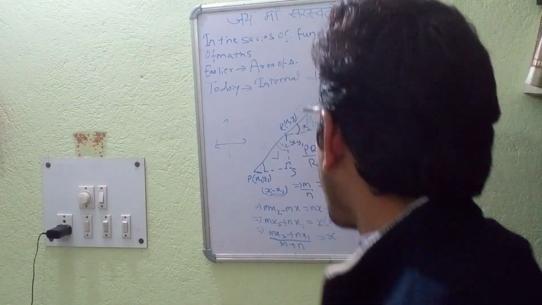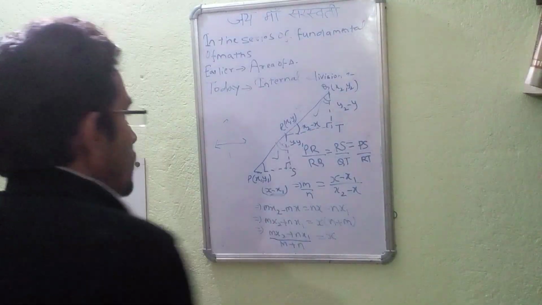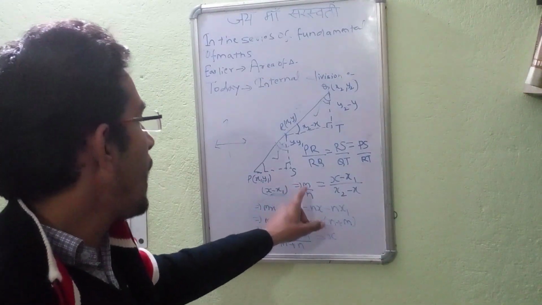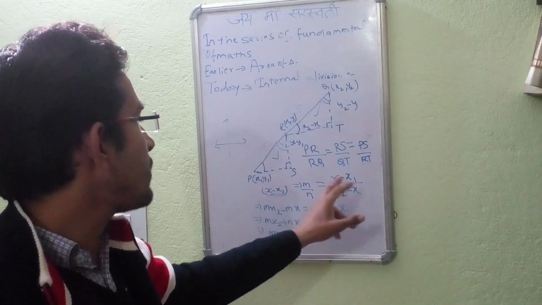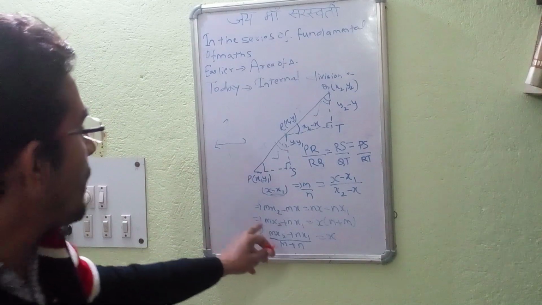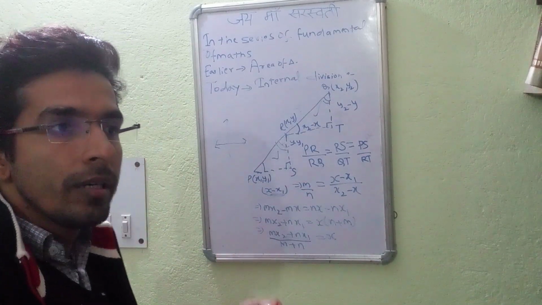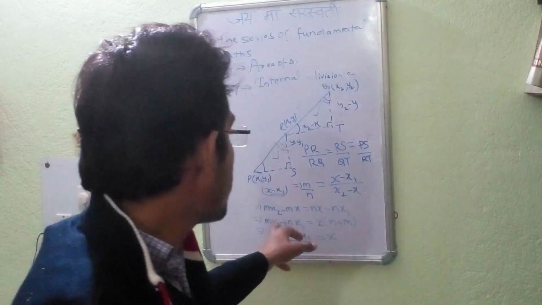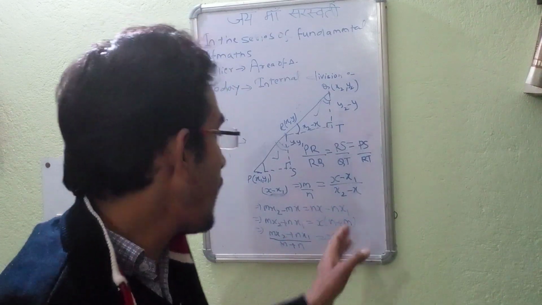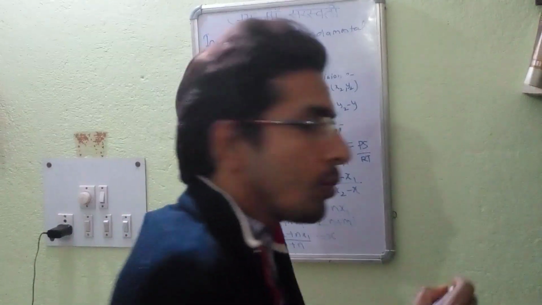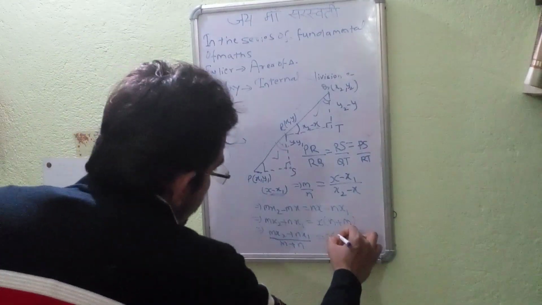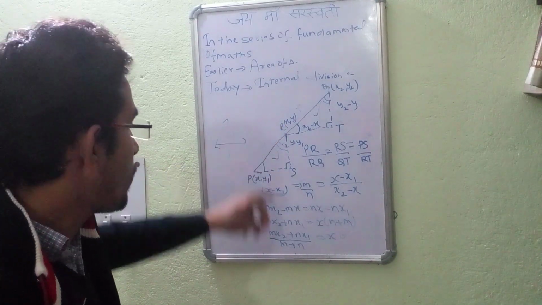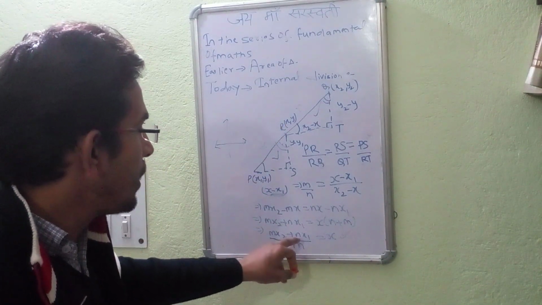Now we will be doing cross multiplication. After doing the cross multiplication, we are getting mx2 minus mx is equal to nx minus nx1. We will be taking the like terms to one side. That is mx2 plus nx1 is equal to x outside, n plus m. So after doing all these things, we are coming to one conclusion that the x coordinate of this point will be equal to mx2 plus nx1 by m plus n.